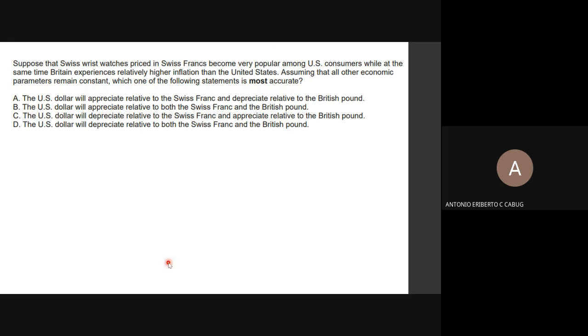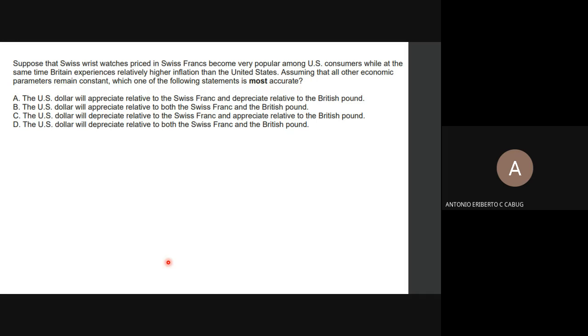Okay na ba? So there are two scenarios here. The issue between Switzerland and US and the issue between US and Britain. Okay? I'm talking about the effect on their respective currencies. Enter now. Please enter your answers.